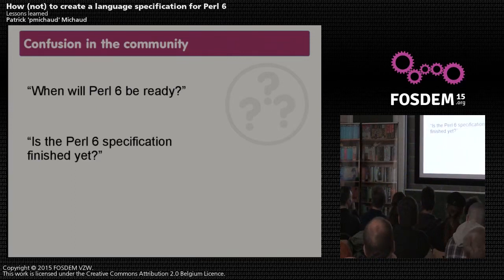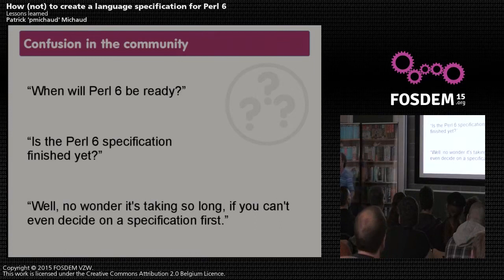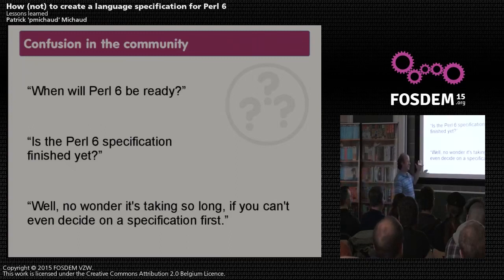And so then we get into a discussion of, well, we're still working on figuring out what the specification should have in it. So that becomes, well, no wonder it's taking so long if you can't even figure out what the spec is first, right? If you can't even decide on the specification, they say there's no way you'll ever get to an implementation.